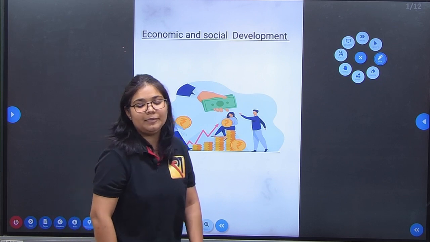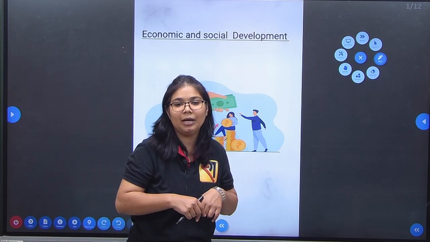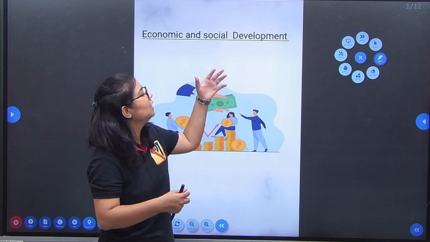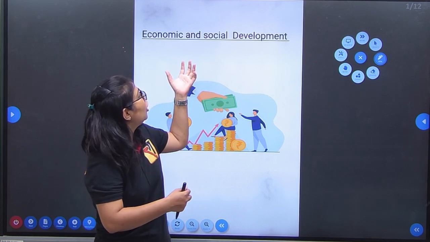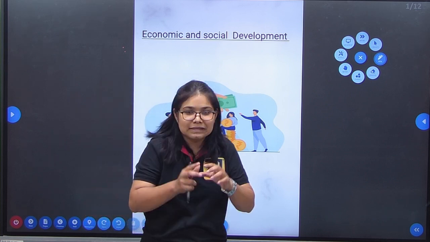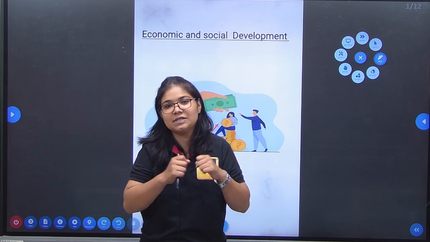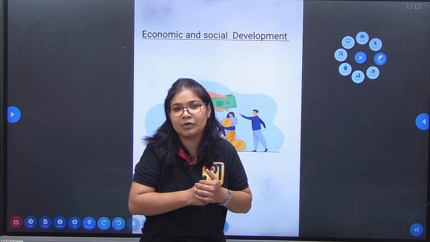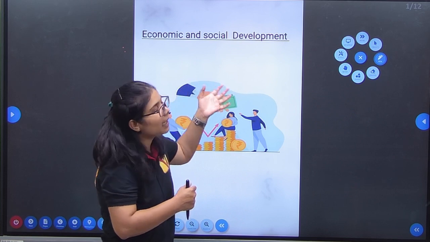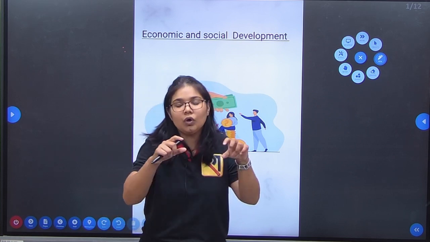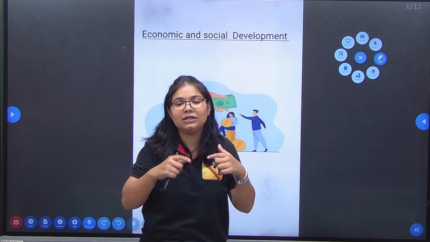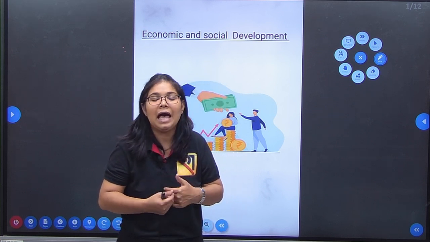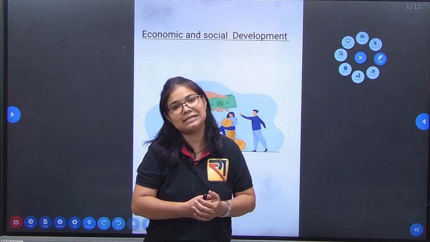In the prelims examination, if you have gone through the MPSC gazette notification, you must have come across this phrase, economic and social development. This is a tagline for the prelims syllabus in the gazette. So under this title, in the prelims section, we have to learn different topics. And what are those topics? We will discuss.